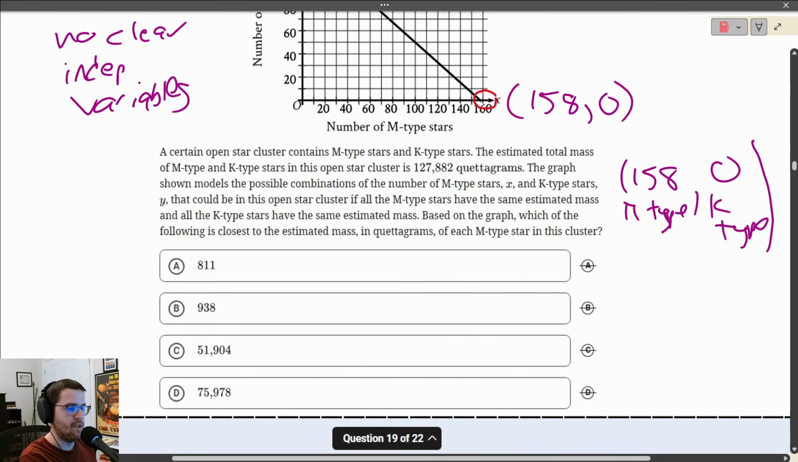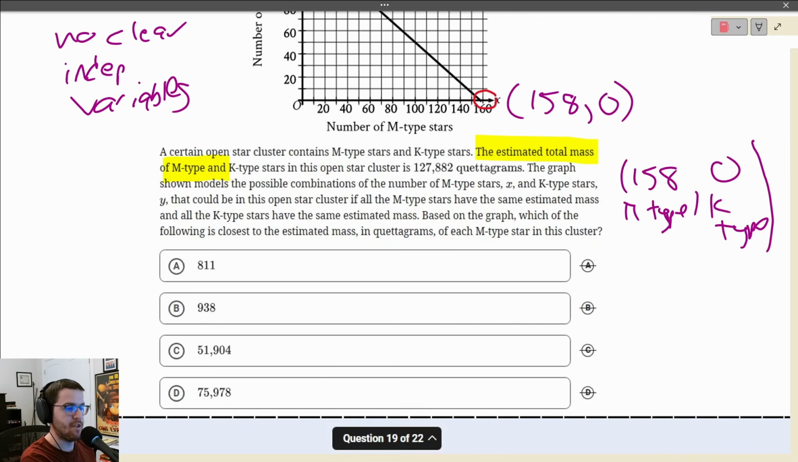that the estimated total mass, so every single point essentially has a mass of 127,882. Every single point on that line has a mass of 127,882. And now it wants the mass of each. Each is like per. It's like a division word in units, like miles per hour. M-type star. Okay, well, when there's 158 M-type stars and no K-types, the mass is that.